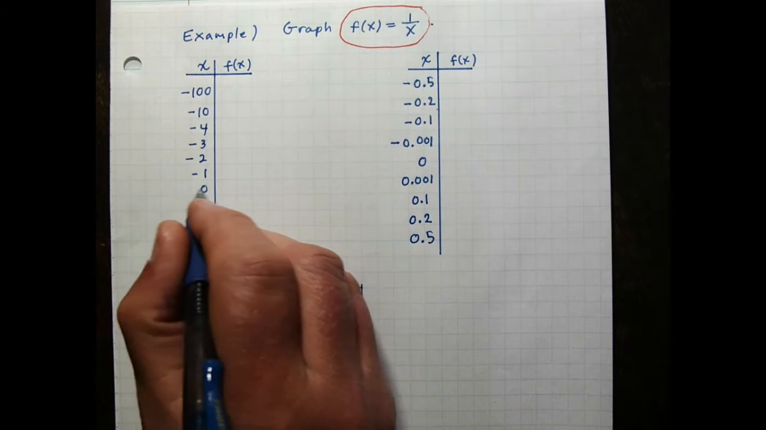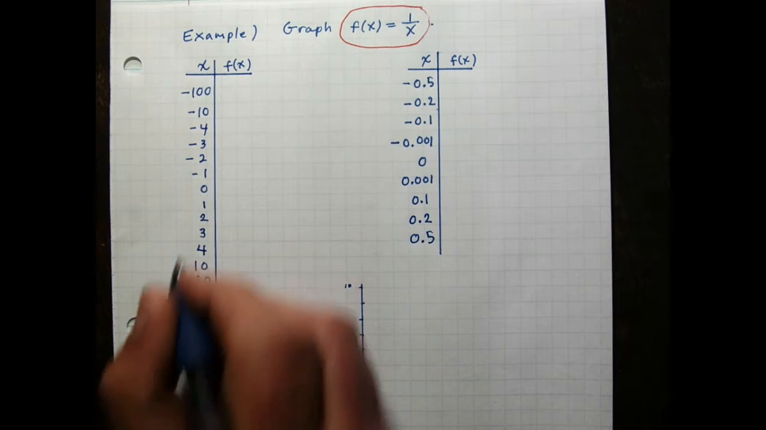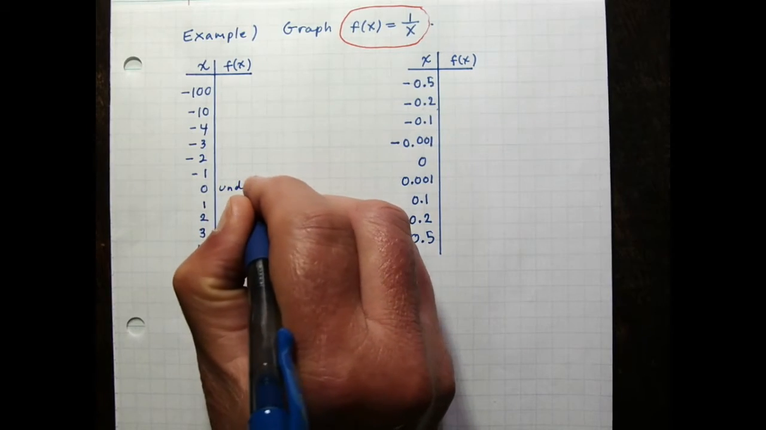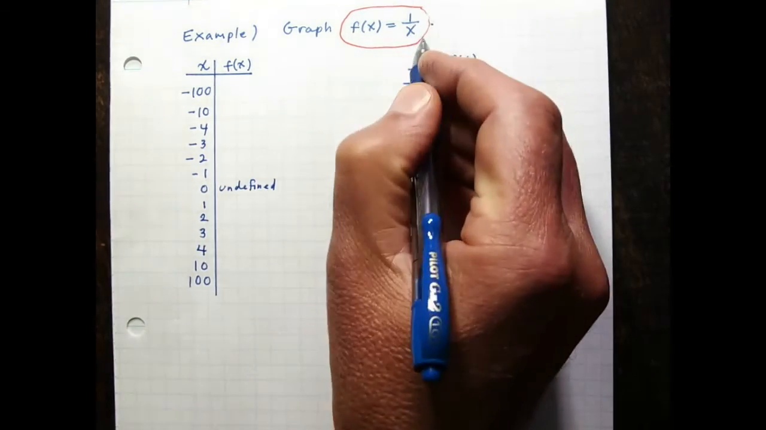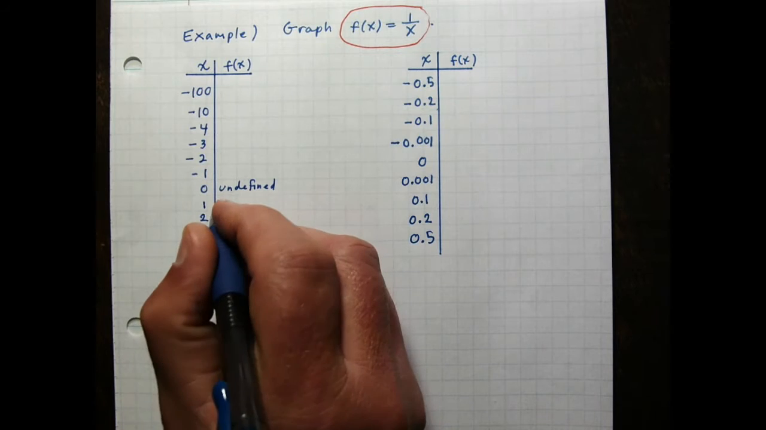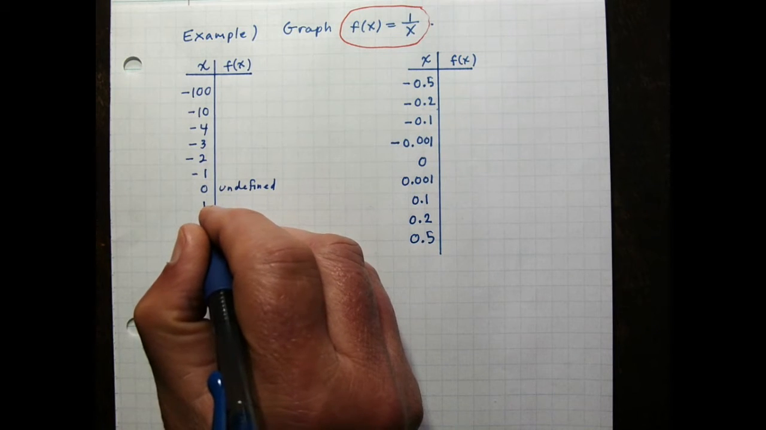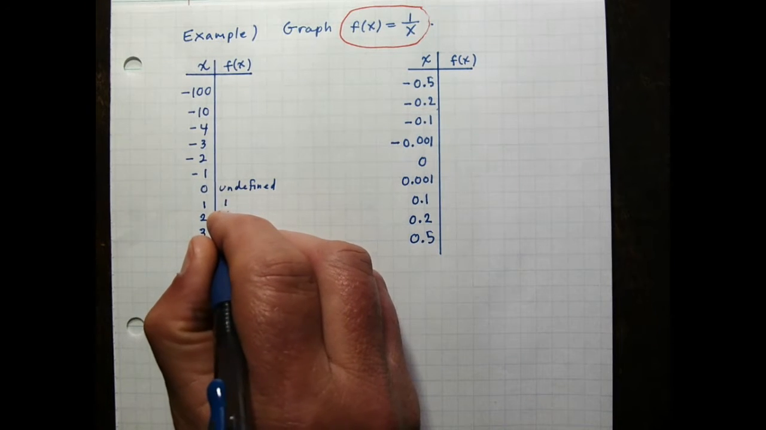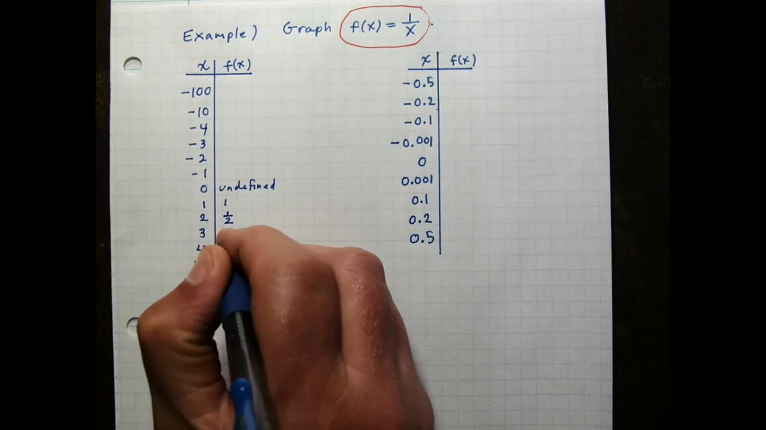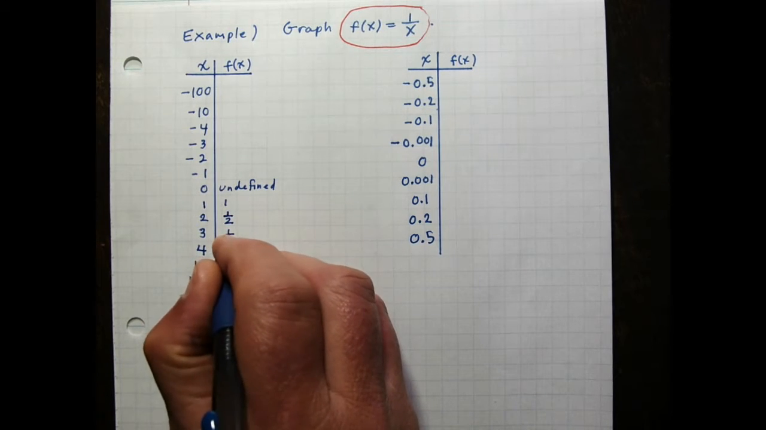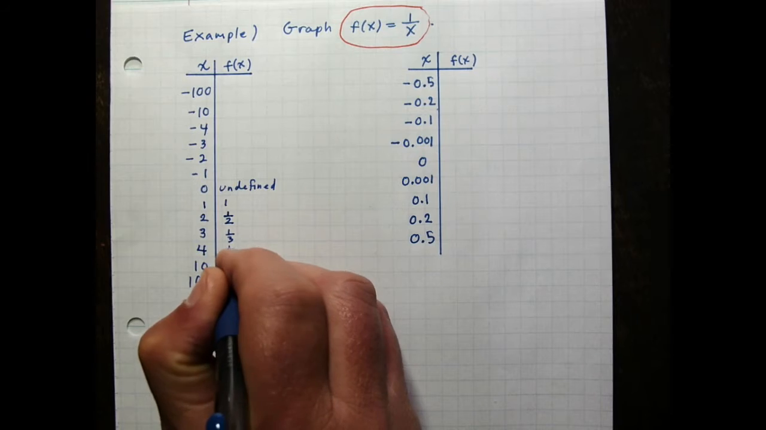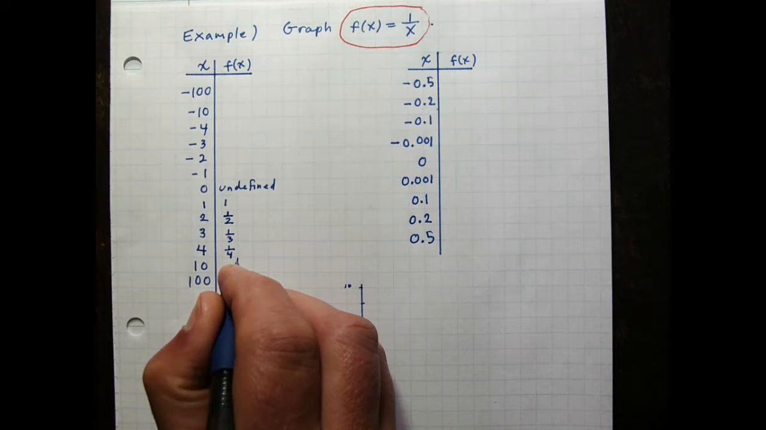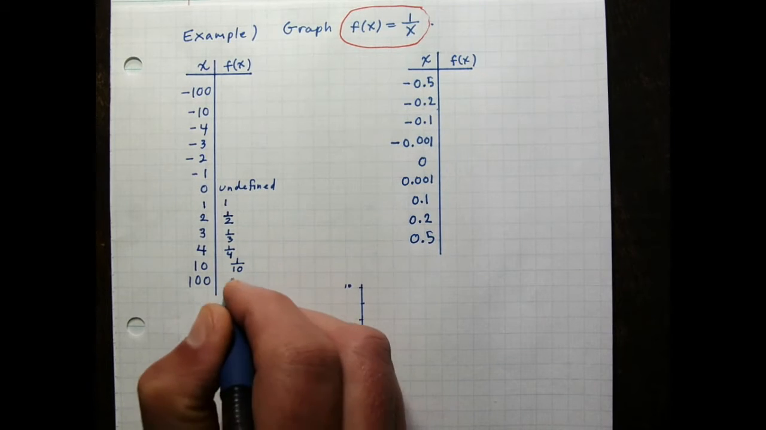And the first thing I want to notice here is where x equals 0 is in my chart. The function is undefined at 0. So there is no point to plot, right? We can't calculate 1 over 0. When x is equal to 1, 1 over 1 is just 1. When x is 2, we get a half. When x is 3, we get a third. When x is 4, a fourth. So we keep getting these fractions. When x is 10, we get the function value 1/10.